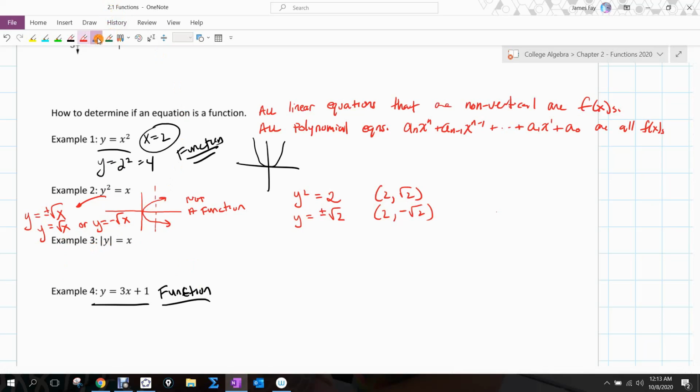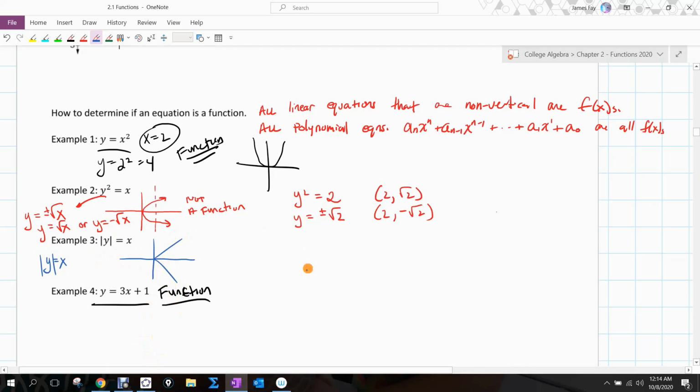Kind of same analysis here on this third one. Absolute value of y equals x. If I had y equals absolute value of x, that is that shape there, and it's going to pass the vertical line test. But you notice it's not the x that's absolute value here, it's y. That's going to be what that function looks like. Fails the vertical line test, so not a function.